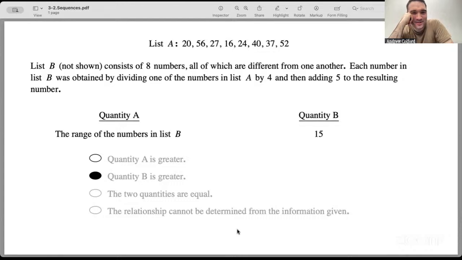List A: 20, 56, 27, 16, 24, 40, 37, 52. List B, not shown, consists of 8 numbers, all of which are different from one another. Each number in list B was obtained by dividing one of the numbers in list A by 4 and then adding 5 to the resulting number. The range of the numbers in list B. Okay.